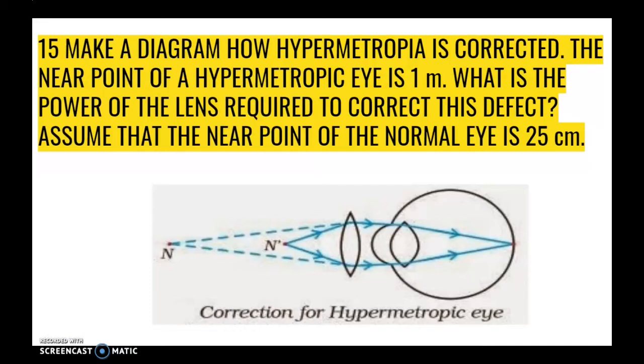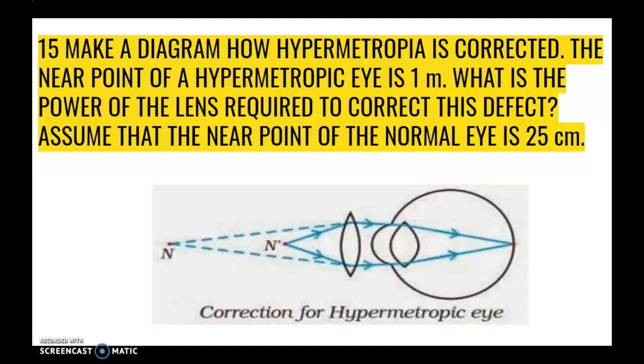Make a diagram showing how hypermetropia is corrected. The near point of a hypermetropic eye is 1 meter. What is the power of the lens required to correct this defect? Assume that the near point of the normal eye is 25 centimeter.